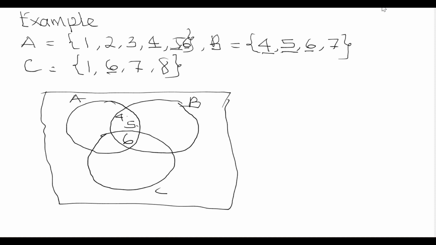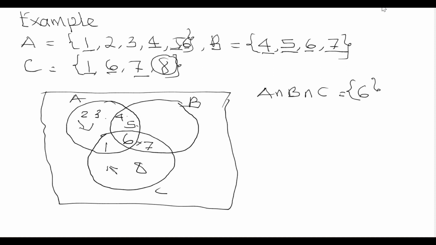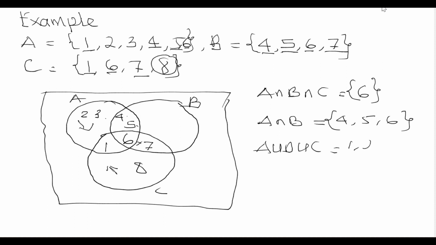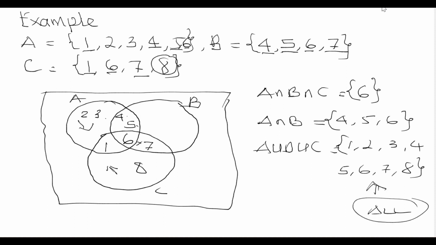Then we look at maybe B and C. What's common to B and C? We see that it's 7. So 7, we put it there. We also look at what's common to A and C. We see that it's 1, so we put it there. Then what remains for C is 8. What remains for A is 2 and 3. So A intersection B intersection C is 6. Then A intersection B will be 4, 5, 6. A union B union C will be all the elements put together, which is 1 to 8. So this one gives us all the members.